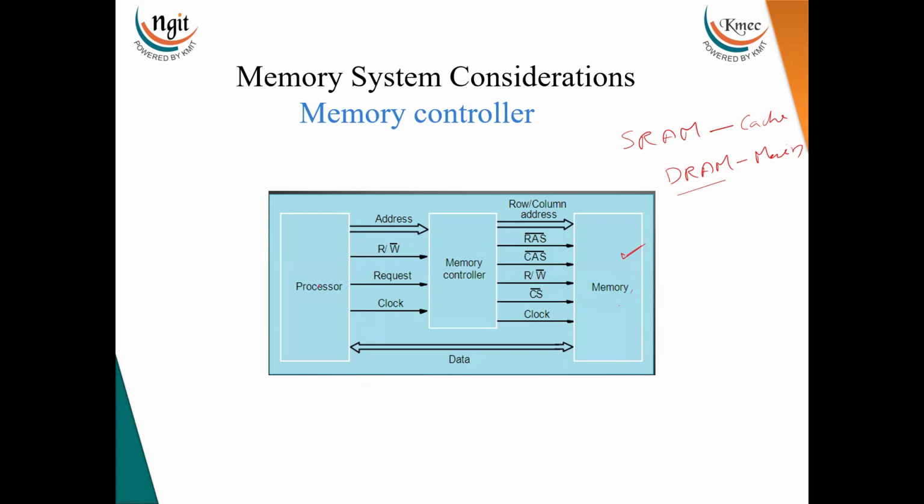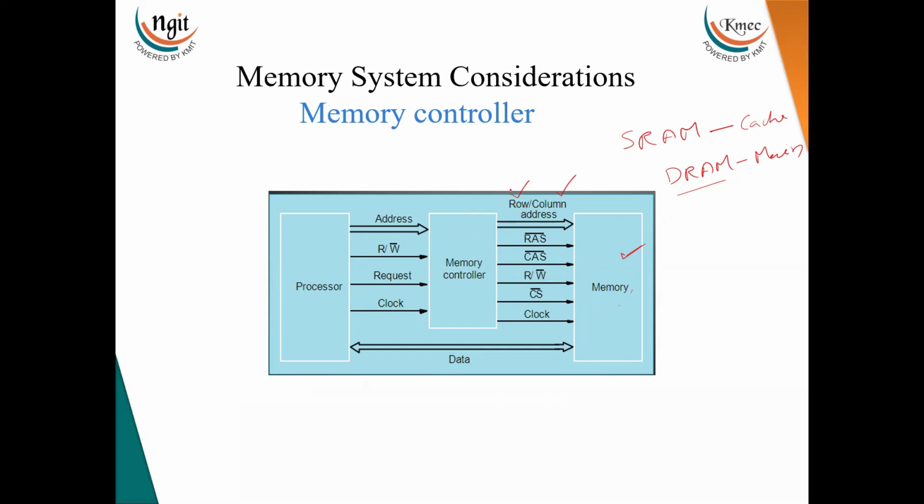Now, if the processor wants to read the data, it will place the address on the address bus and give the control signal. Now, to reduce the external pins, multiplexed address lines are used. Multiplexed address lines are nothing but what? This complete address is divided into row address and column address. By dividing the address bus into rows and columns, the external pins can be reduced. That we have already studied in the asynchronous DRAM.